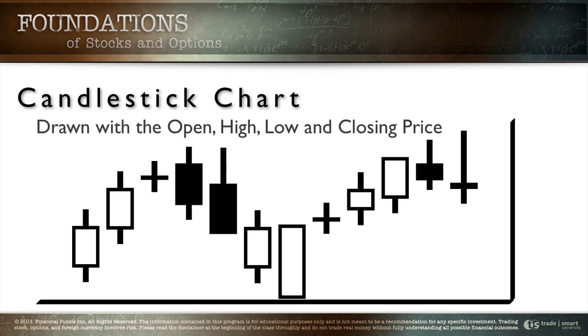So the Japanese candlestick chart is the preferred method of charting. This is also going to draw the open, the high, the low, and the close. But the difference is the white candles are going to represent a higher close than open, and the black candles are going to represent a lower close than open. So we've literally got data in black and white.